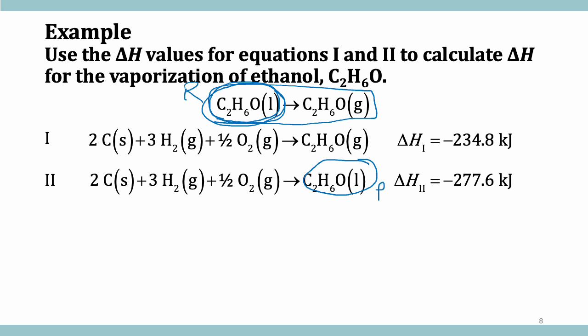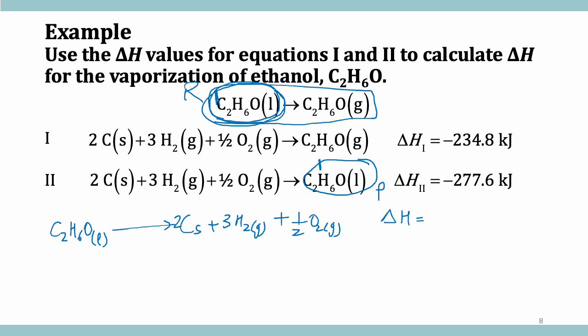Let's also look at the quantity. I want 1. This is 1, which means I don't have to multiply, but I do have to flip. So I'll flip it. C2H6O liquid gives me carbon solid. You also have to pay attention to the phases. Okay, half O2 gas. Because I flipped the reaction, my delta H will now be flipped as well. It will become plus 277.6 kilojoules.